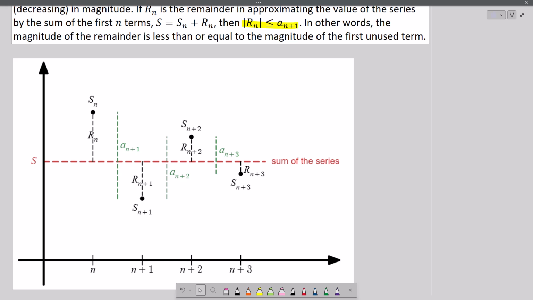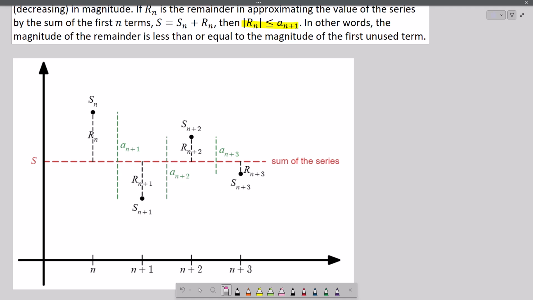Then let's go to the next term. Let's add a sub n plus 1, which actually is a subtraction in this case, and it brings us down here. Now the remainder is here, and that's negative, right? Because to get from here up to here, we would be subtracting. And the first term that's unused after that moment is this one. It's going to bring us back up to this next partial sum. It's going to be positive. But once again, this green line is bigger than the black line. So the first unused term is always going to be a pretty decent estimate for the remainder. So we just have to look at the first unused term.